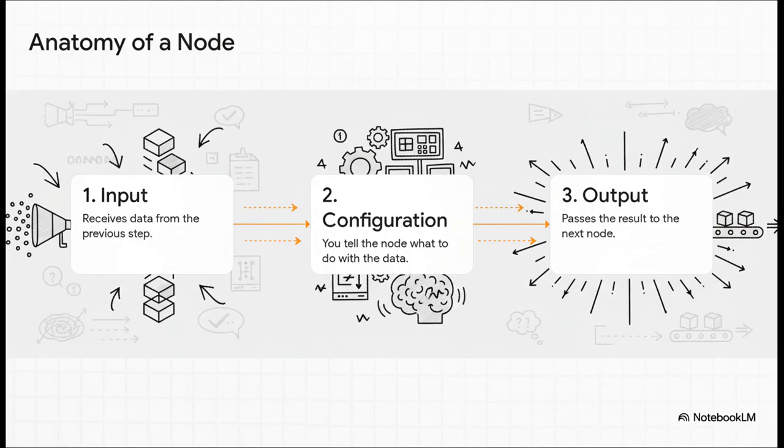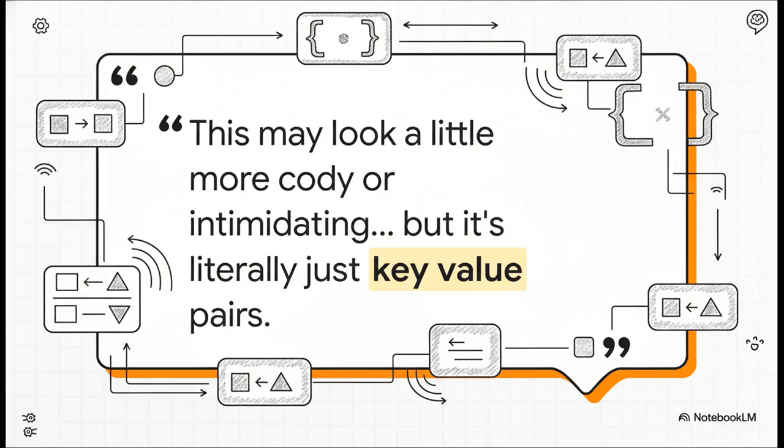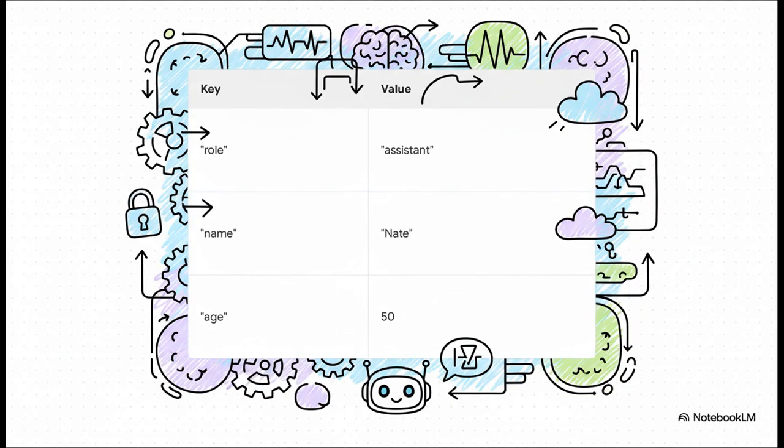Now, the information, the data that's flowing between all these blocks, it's usually in a format called JSON. And I know, when you first see it, it can look a little techie, a little intimidating, but trust me, it's way more straightforward than it looks. And this is literally all it is. It's just a list of labels, we call them keys, and their matching info, which we call values. So the key is name, the value is Nate. The key is age, the value is 50. That's all. And this simple format, it's the universal language that all these AI systems speak.